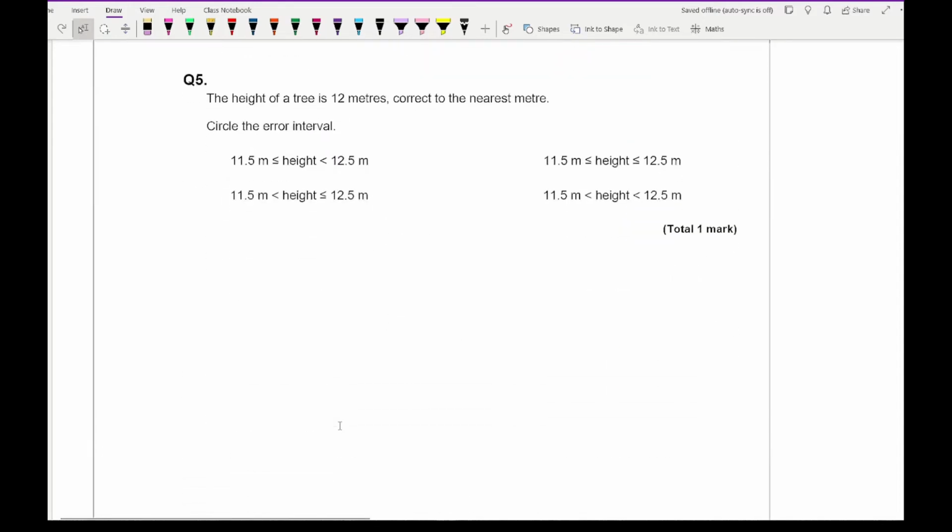Moving on to question 5, it says the height of a tree is 12 meters, correct to the nearest meter. So with the nearest meter, I'm dividing that by 2, so that gives me 0.5, so it's going to be 12 plus or minus 0.5, and the question is asking me to circle the correct error interval, and the correct one we should have is our first one, and the reason for that is because at your lower bound it can equal that number, so that should always be a less than or equal to, and your upper bound should always be just a less than. And that's one way to spot. And you can see, although the numbers are the same for all 4 options, it's the inequalities that you need to pay attention to.